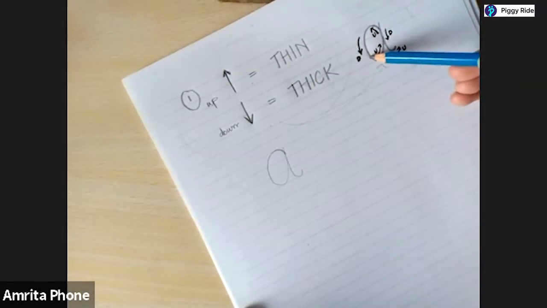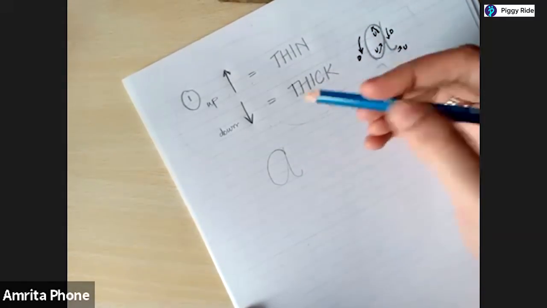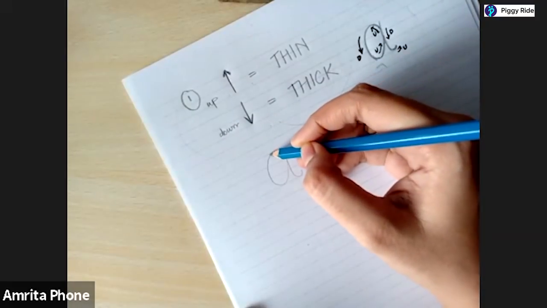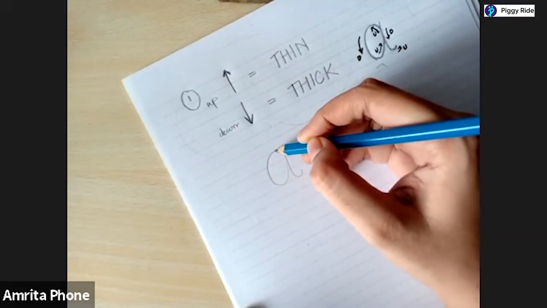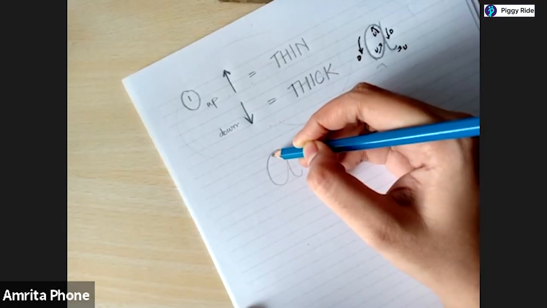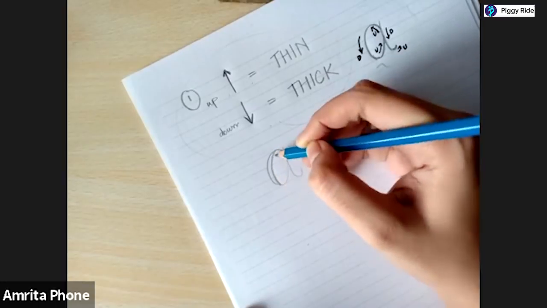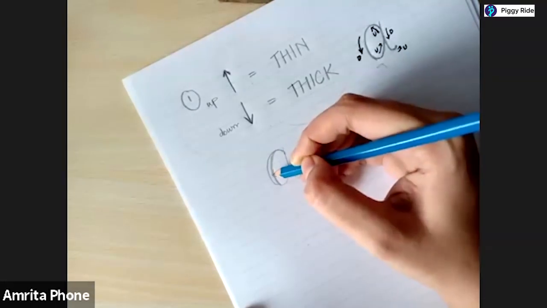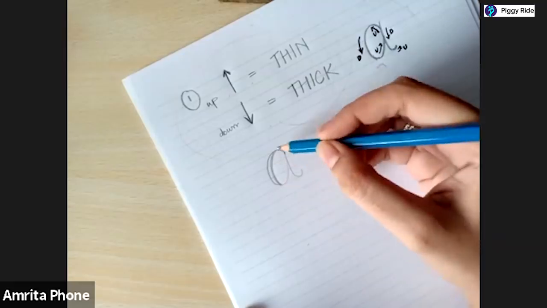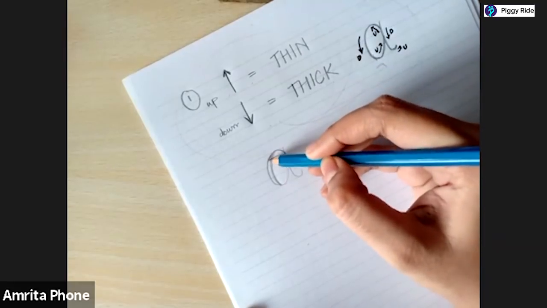Now downstroke is thick. So this is the downstroke, right? We will double it up. We will make it thicker. We will draw a line next to it and we will fill it in.